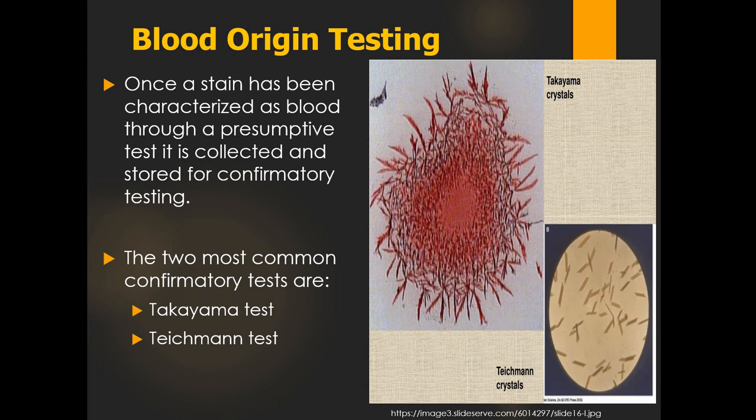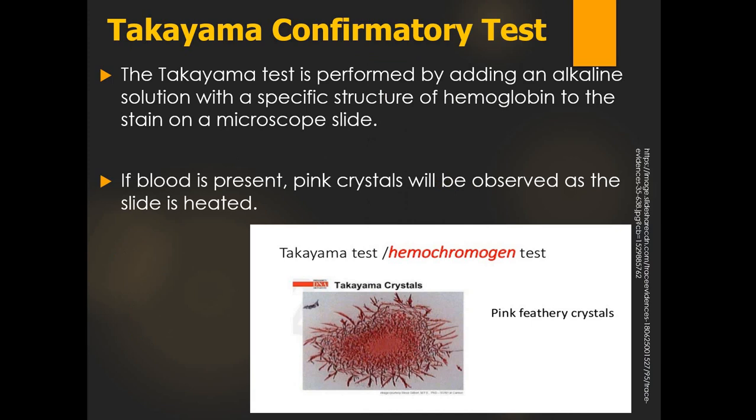So the Takayama, you can see it makes more like a feathery-like thing coming out, where the Teichmann does little, it doesn't clump, and it almost looks like wheat shafts that have been sort of shaved up, where this one to me looks more like feathers. So let's talk about each one individually.